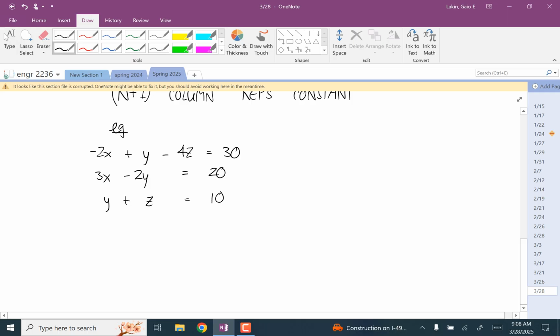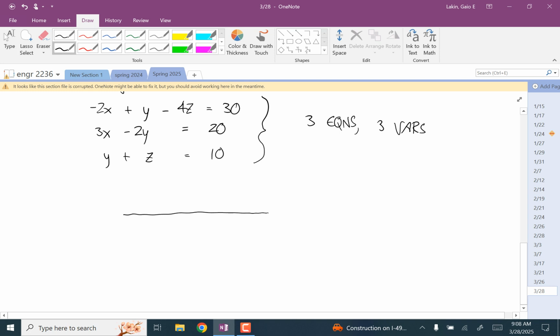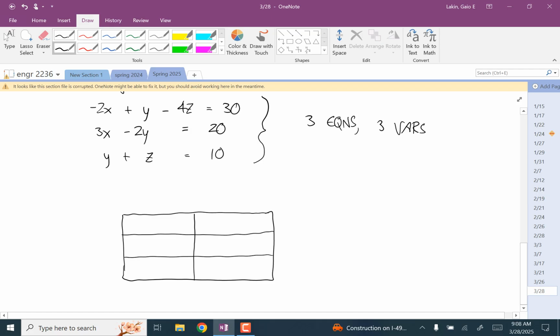Now I'm going to make a matrix. This is 3 equations for 3 variables. So that says that my matrix is going to have 3 rows. Each of those rows represents one of those equations. And my columns, I'm going to have n plus 1, so I'm going to have 4 columns. Okay, this represents equation 1, equation 2, equation 3.